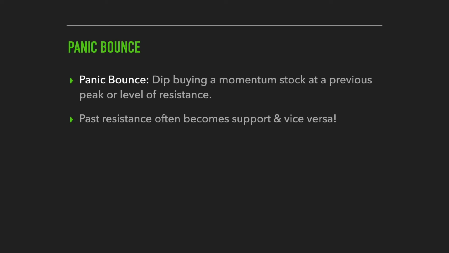The way that this works is you're looking to dip buy these momentum stocks at a previous level of resistance or at a previous peak or high. The reason for that is simply because past levels of resistance, once they're broken, often become a new level of support, and vice versa. Past levels of support that are broken often become a new level of resistance.